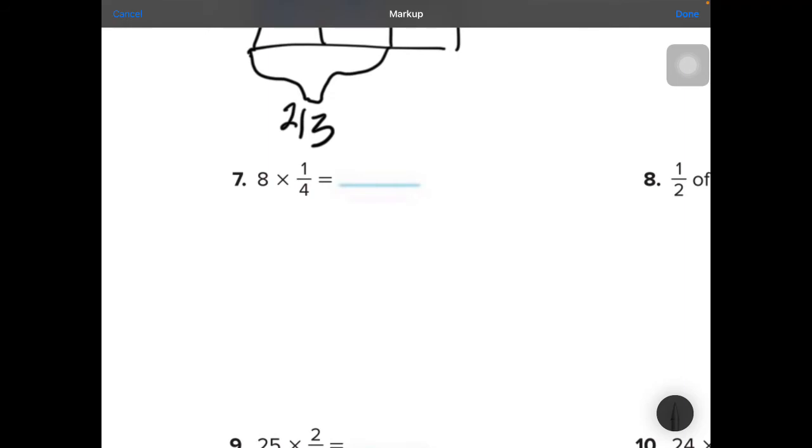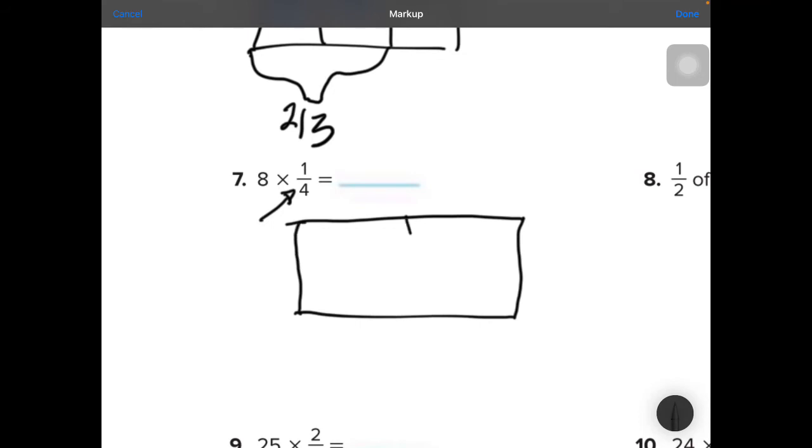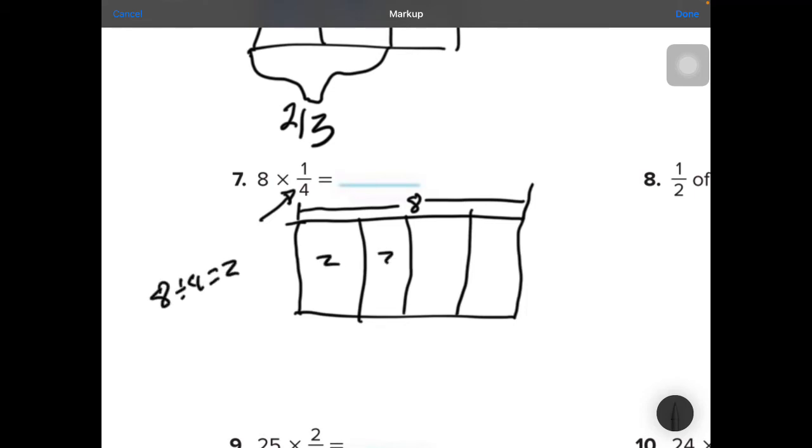Okay, number 7. We have 8 times 1/4. So that is our determining of how many compartments we have. And this whole thing's going to equal 8. So if I were to do 8 divided by 4, I know it's 2. So each of these are going to be 2. And it's wanting to know 1/4 of these. So one little section is 2.